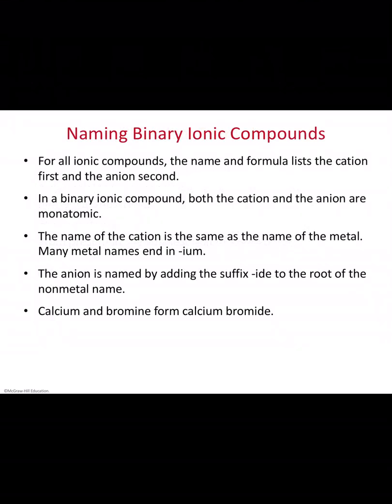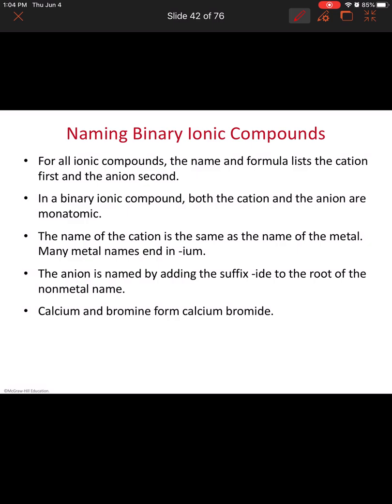Naming binary ionic compounds. Binary means how many? Two, right? So how do you form ionic compounds? What are the types of elements that combine to make an ionic compound? Basically, ionic compounds are formed between metals and non-metals. Ionic compounds are formed between a metal and a non-metal.